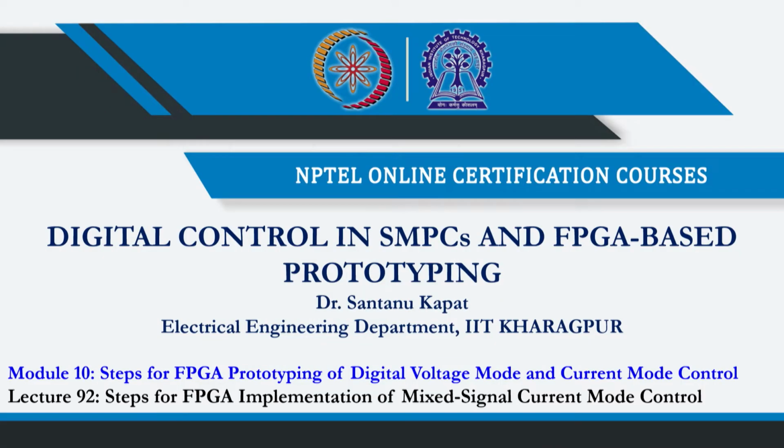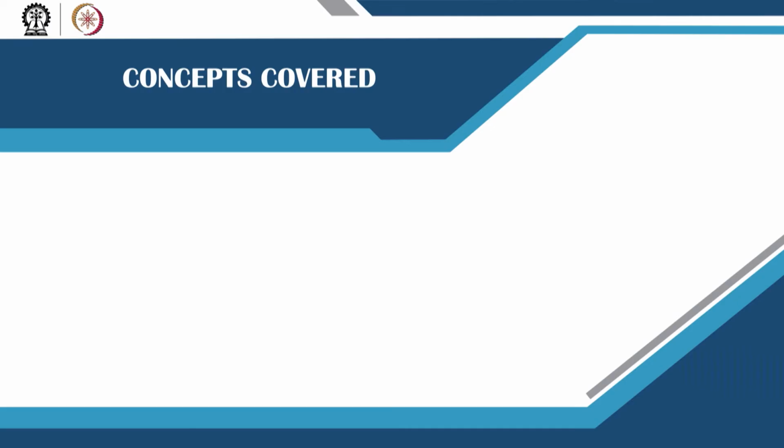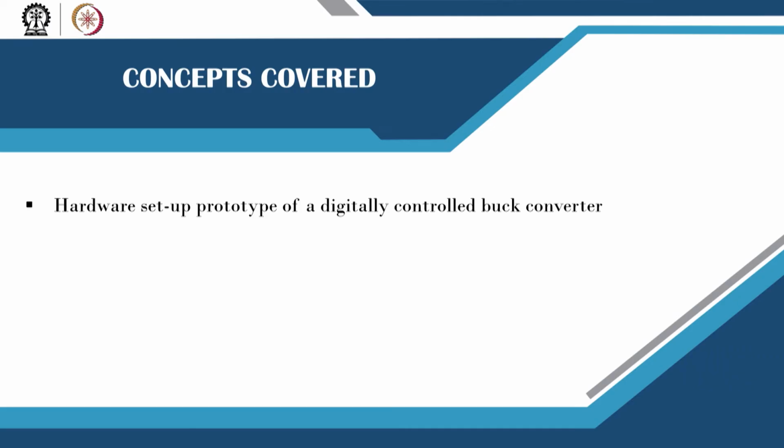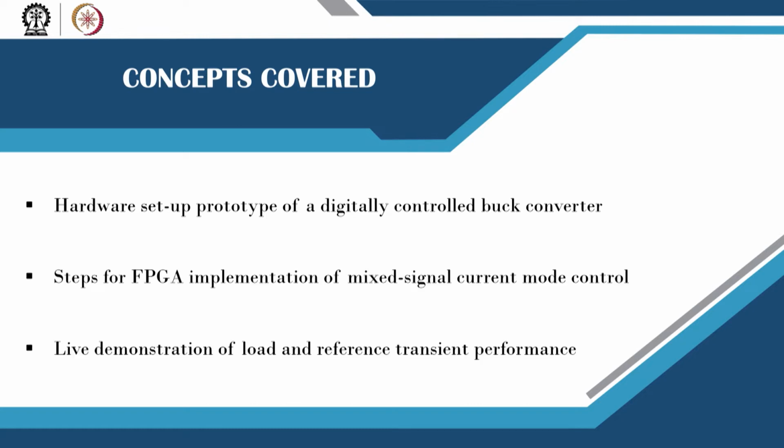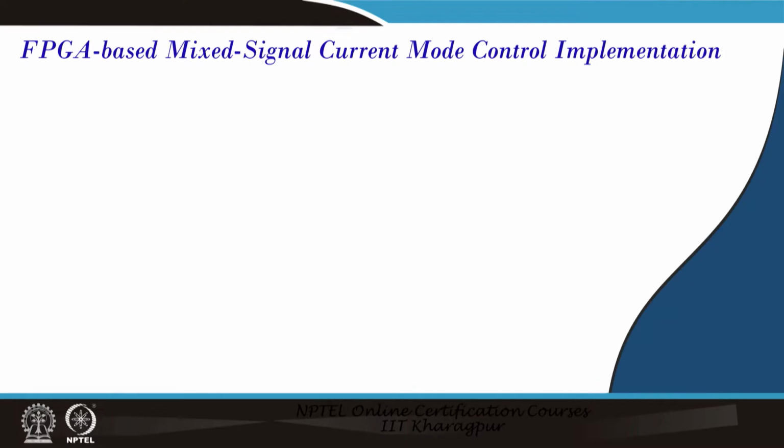Welcome back. In the previous lecture we showed the live demo of digital voltage mode control. In this lecture we are going to show the steps for FPGA implementation of mixed signal current mode control with a live demo. Here we will show the hardware setup prototype of the digitally controlled buck converter, the steps for FPGA implementation of mixed signal current mode control, followed by a live demo of load and reference transient performance.